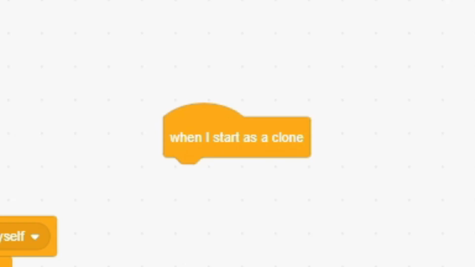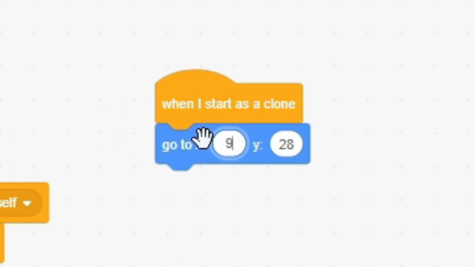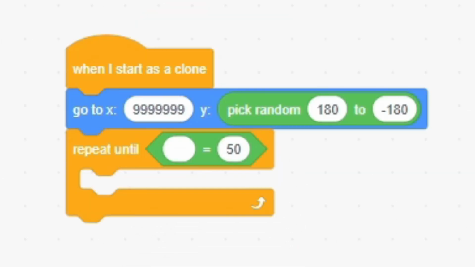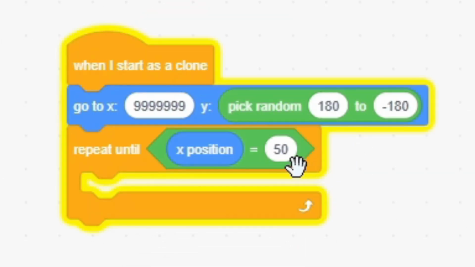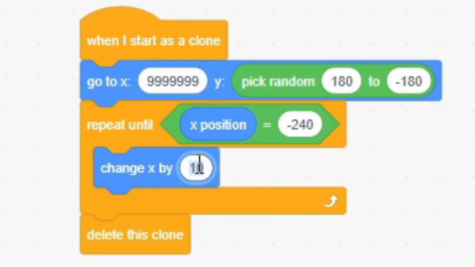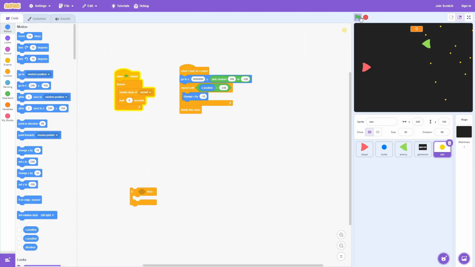When I start as a clone, go to X Y. The X is 99999. Then we do a repeat until X equals negative 240, and we'll add a delete this clone. Change X by negative 10. Okay, let's try that out.